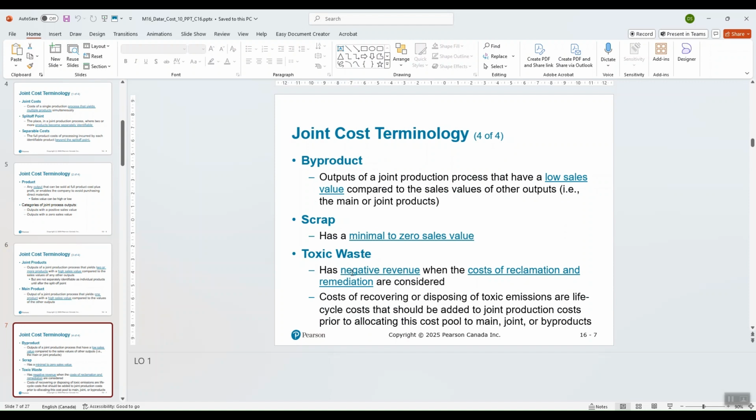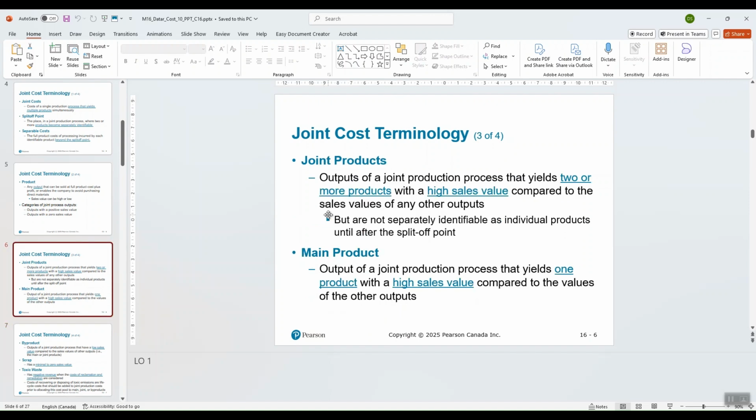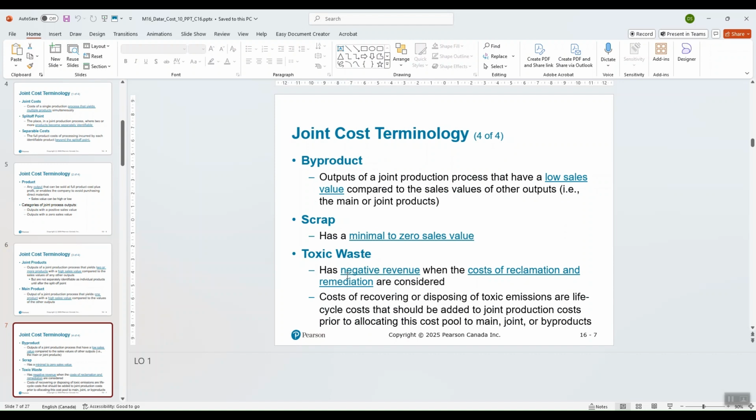So byproduct, scrap and toxic waste. Before, what we were understanding in the previous slide, joint products is when you have multiple, and your aim is to take a raw material and end up producing two or three joint products out of the same raw material. But if that is not the case, if you have a company that's producing the main product, so you put in a raw material, you produce the main product, and that is what you're going to sell. But then when you are producing that main product, there may be certain items that come out in a finished line, they may be one of these things.